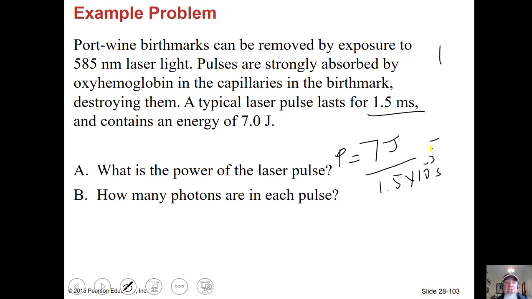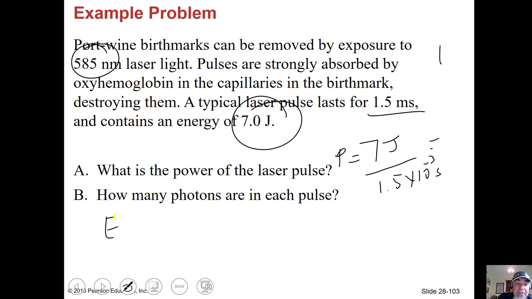Okay. So you can figure out the energy of 1 photon. Here's the wavelength of 1 photon. You can figure out the energy that 1 photon has. And then once you have the energy of 1 photon, you can figure out how many of them you need to add up to 7 joules, just like we did before.